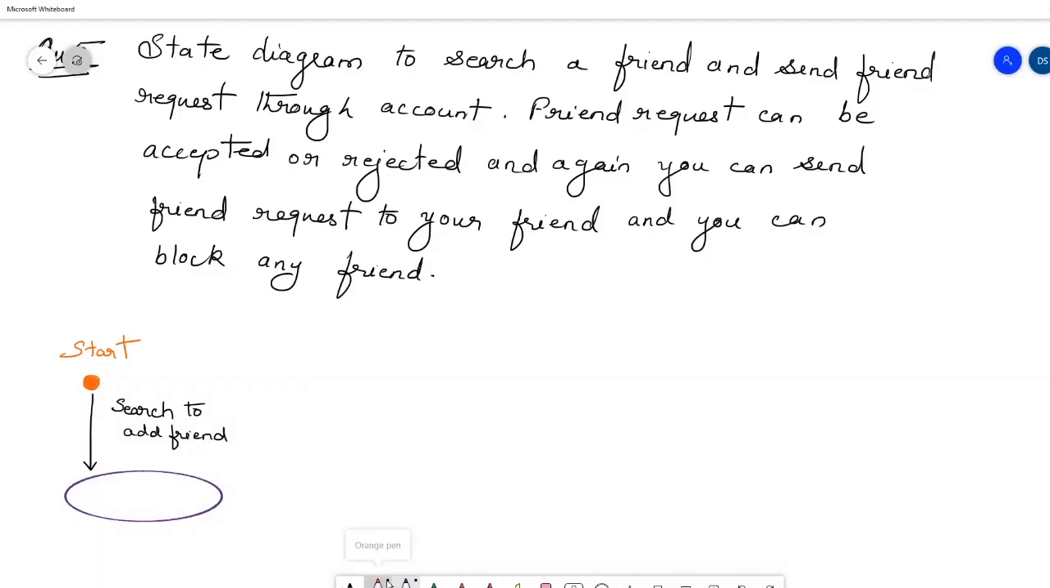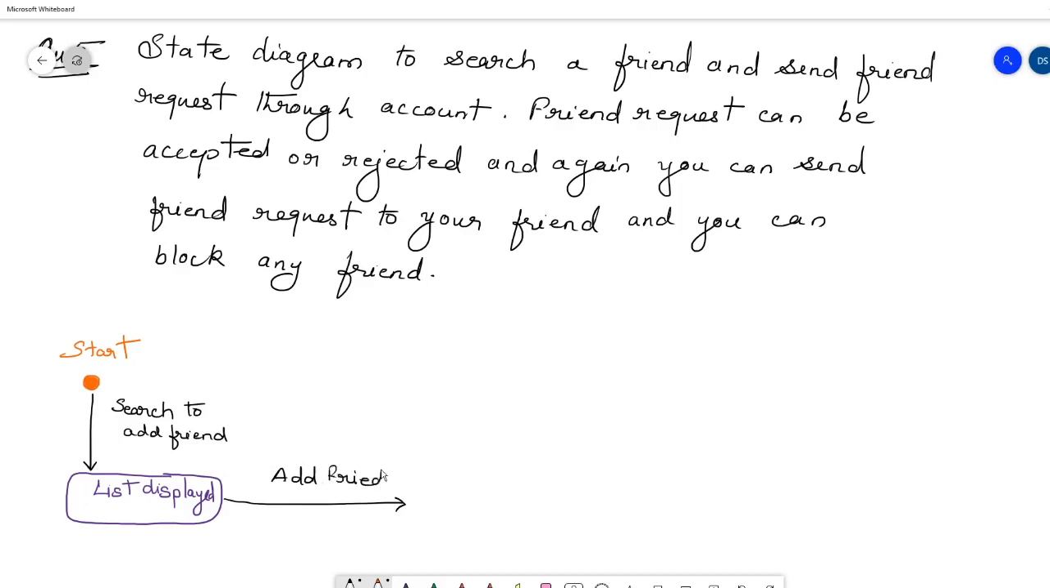The list is displayed. List displayed, open, shown, anything. You can say names displayed, that can be the state. After this, when you finally see the person you are looking for, you would take an action, that is you would click on the add button or you would send a request. So add friend. Now here several decisions could be taken, so we'll draw a decision box.